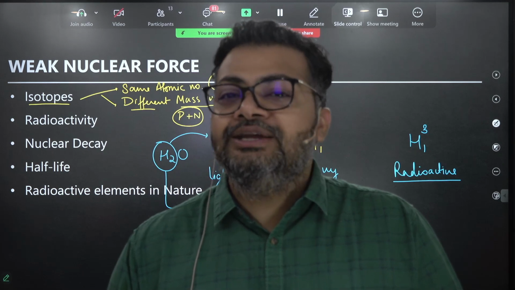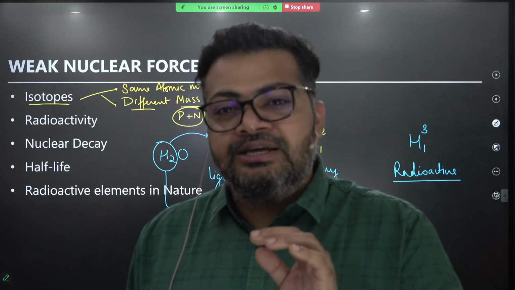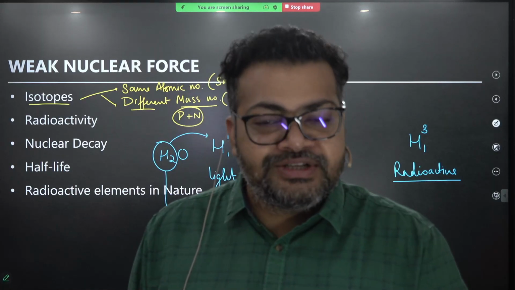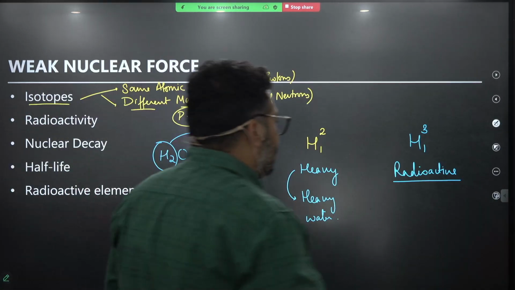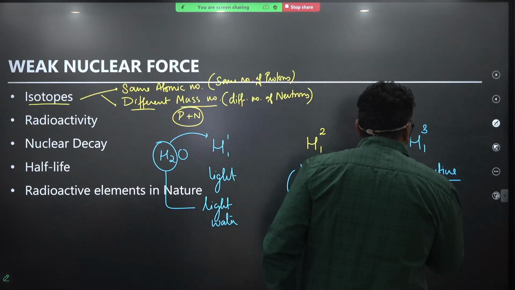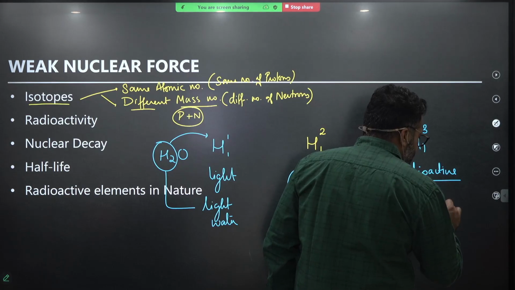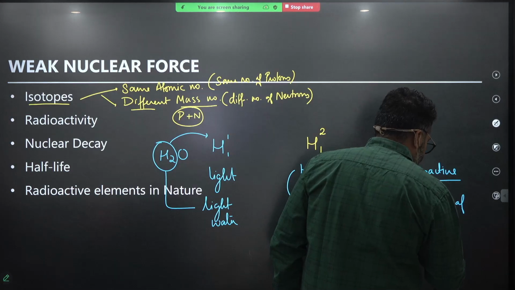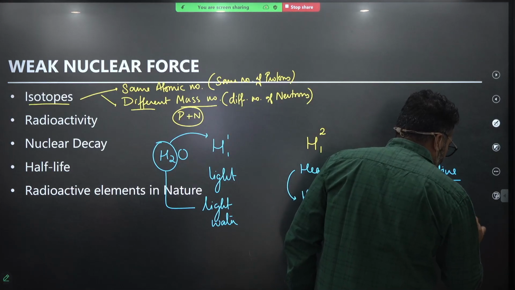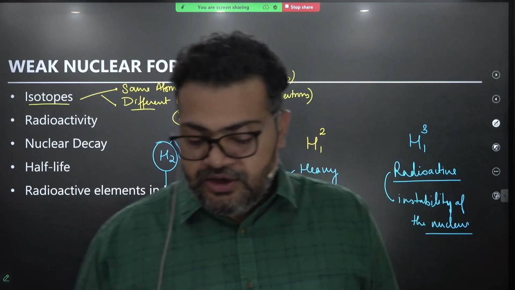Now, what is radioactivity, guys? So guys, radioactivity is also nothing but an instability, just like we saw instability previously. What is radioactivity? You can just write down, it refers to instability of the nucleus. Radioactivity simply refers to instability of the nucleus.